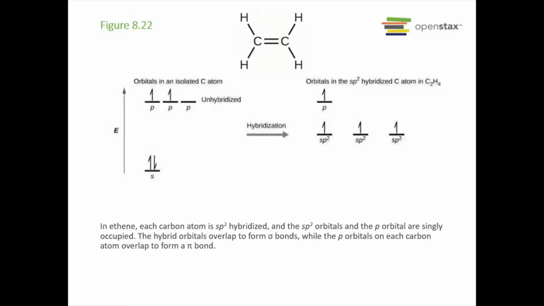So if we look at the orbitals in the carbon in ethene, each carbon is sp2 hybridized. And the sp2 orbitals and the p orbital are singly occupied. So those hybrid orbitals are going to form our single bonds, and then the p orbitals on the carbon are going to overlap to form their pi bond.